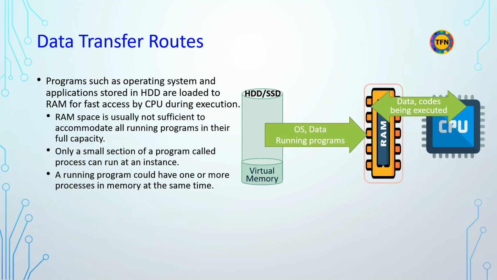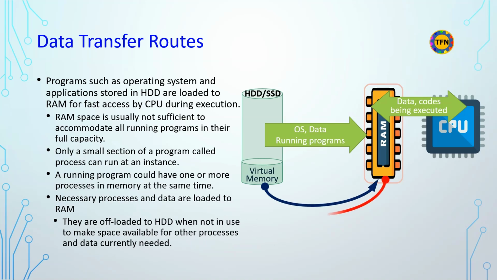Only a small section of a program, called a process, can run at an instance. A running program could have one or more processes in memory at the same time. Processes and data not in current use are offloaded to virtual memory to make space available for other processes and data currently needed.